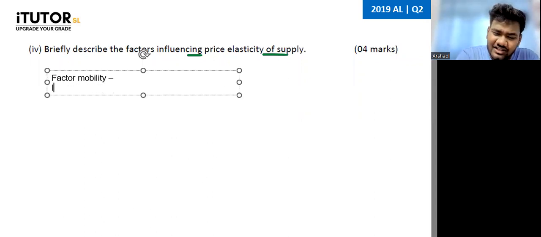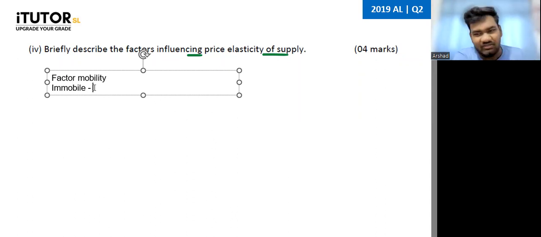If your factors of production are immobile, like I explained, what do you think the elasticity would be? The good is highly specialized and you can't move your factors of production around, because this person might not work well in the other industry. You can't use this machine in the other industry. Then what type of elasticity would it be? Elastic or inelastic? If your factors are immobile, it's going to be inelastic.